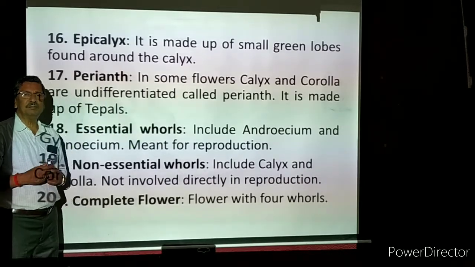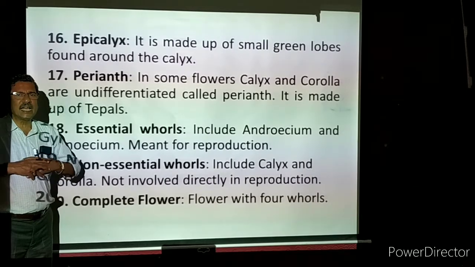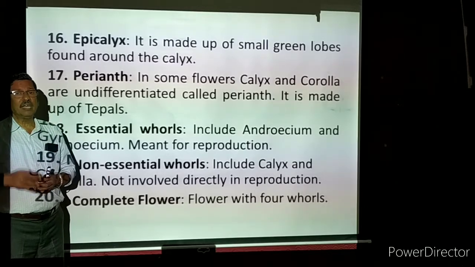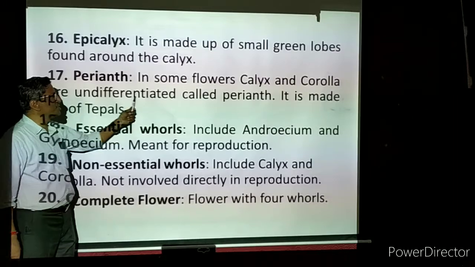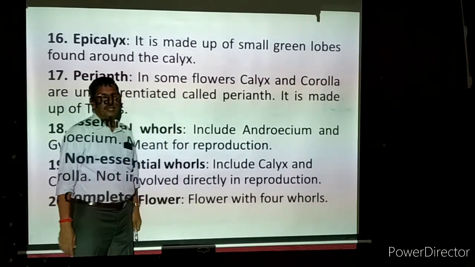But in some flowers, calyx and corolla will be looking exactly the same. Size wise, shape wise, even color wise, they are the same. So that is called the undifferentiated calyx and corolla. Together we can call it the perianth.